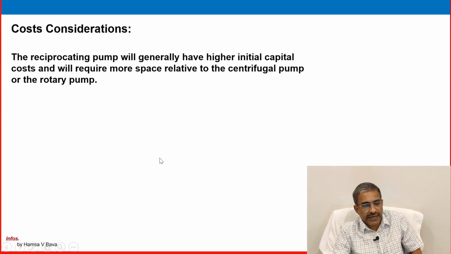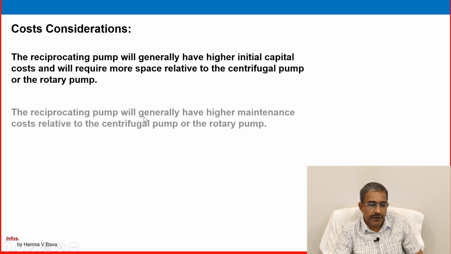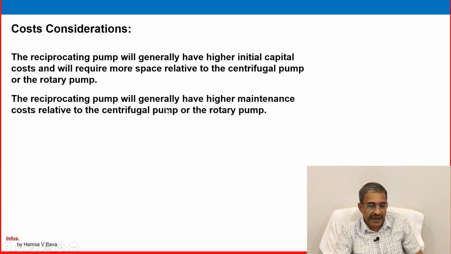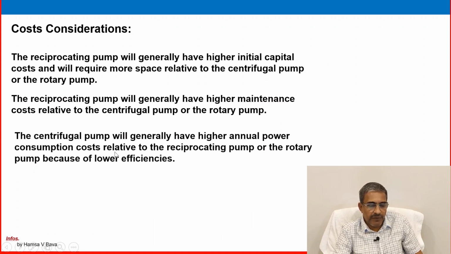So, cost consideration. The reciprocating pump will generally have a higher initial capital cost and will require more space relative to the centrifugal pump or rotary pump. The reciprocating pump will generally have a higher maintenance cost relative to the centrifugal pump or rotary pump. The centrifugal pump will generally have a higher annual power consumption cost relative to the other two pumps. But the other pumps are lower in efficiencies.